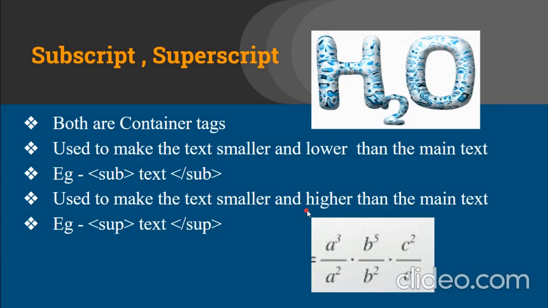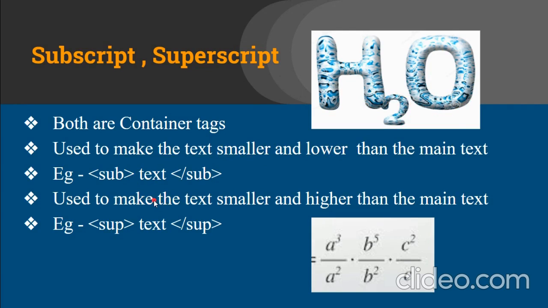Now subscript and superscript. What is subscript and superscript? Both these are container tags. So for subscript, if you give sub, text and close sub, what will happen? For example, in H2O, 2 is the subscript because it is shown under H. So this 2 is called subscript. When you give sub, enter this text and close it, you'll get 2 like this. Subscript 2.